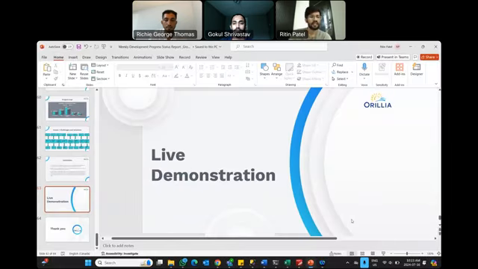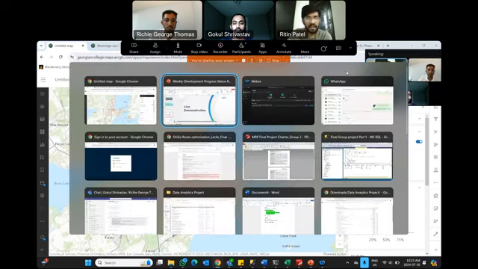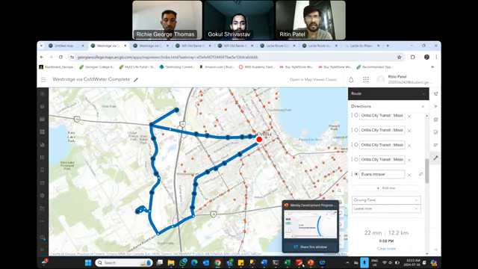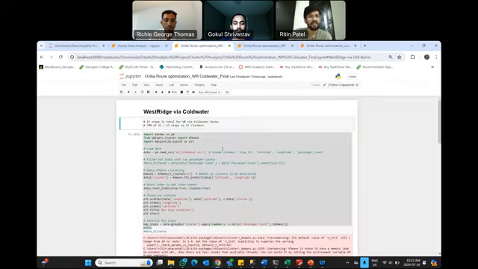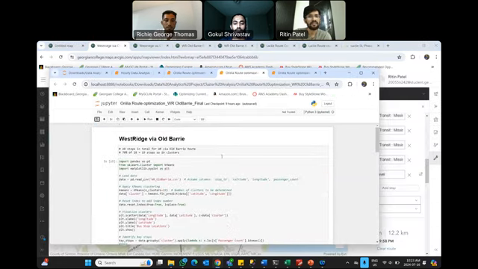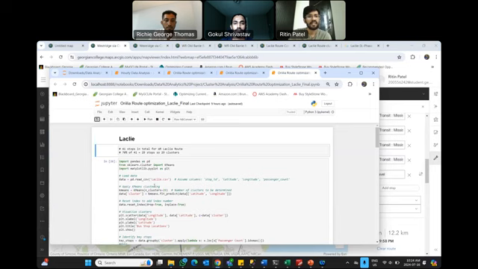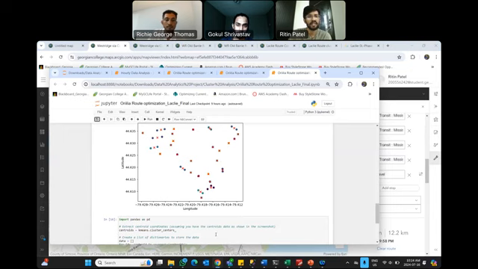So I'll show the live demo for hourly analysis. Okay, I'll show ArcGIS first. As I explained, we have plotted all the bus stops here. And then I'll show the code for our K-means clustering, and this is for West Ridgeway Cold Water. You can see the points and the center points for West Ridgeway Cold Water. And then this is for West Ridgeway Old Berry, all the locations and all the clusters. And this is for Lackley, all the bus stop locations and all the clusters. So we plotted these center points in ArcGIS.